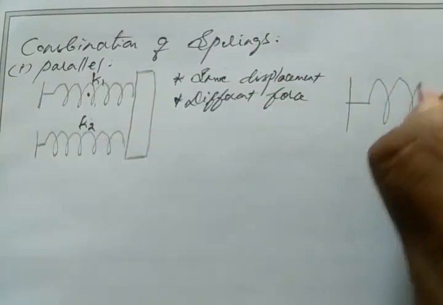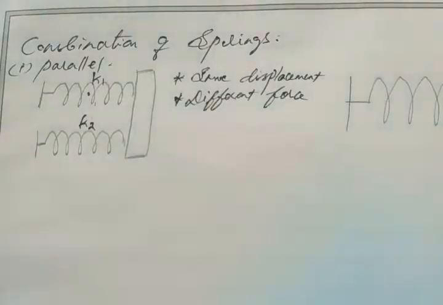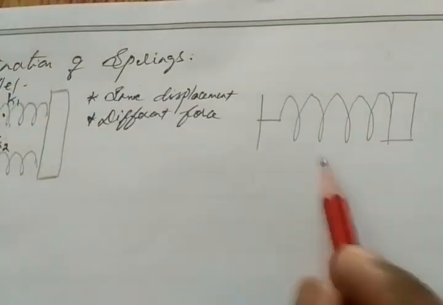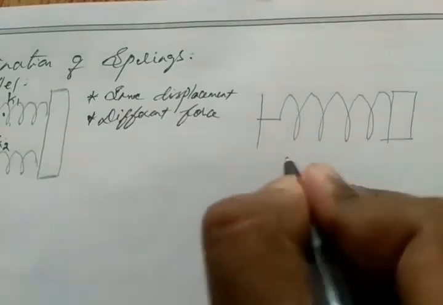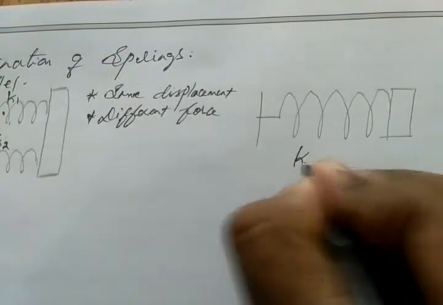So here the net result will be the combination of those 2 parallel springs. Okay, so this is the net, or we can say resultant combination, or we say equivalent, K equivalent.